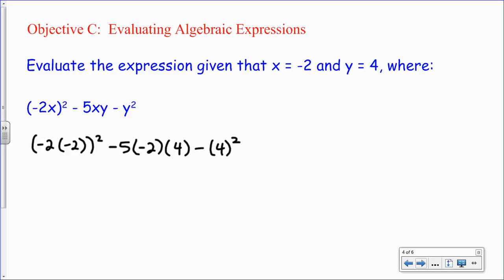So type all that in at one time. Don't try to group it because you could mess up with the negatives. That not work? Is it the batteries? All right, so you should get 40. You should get 40.